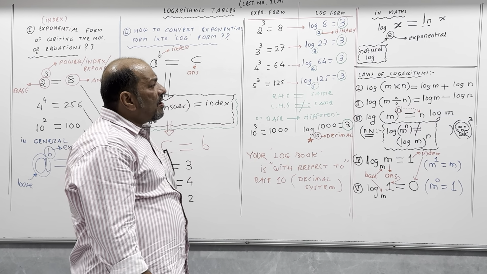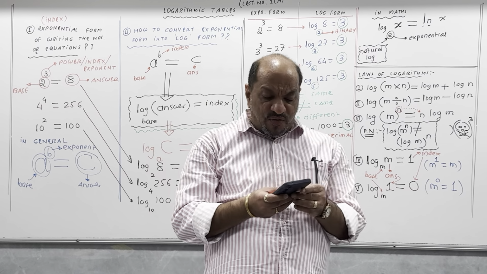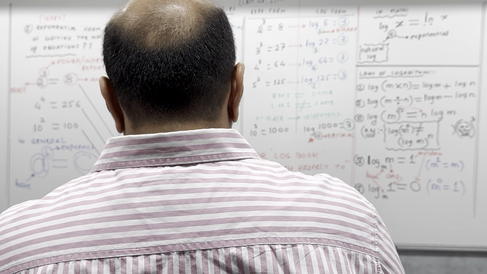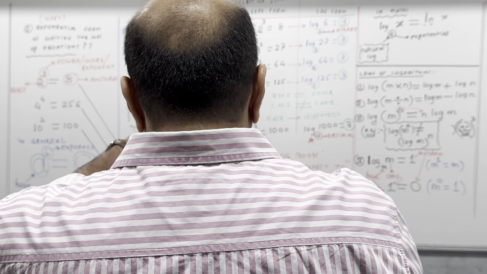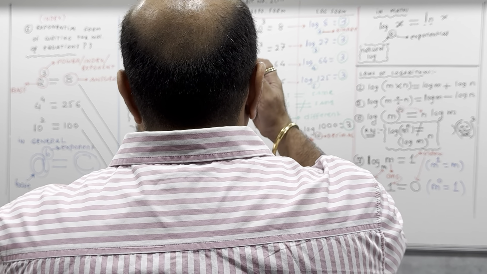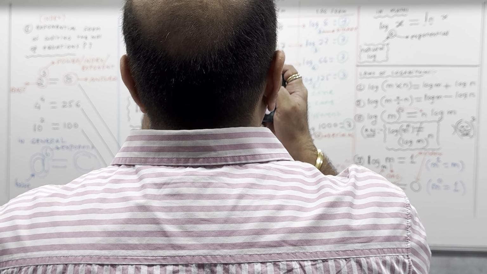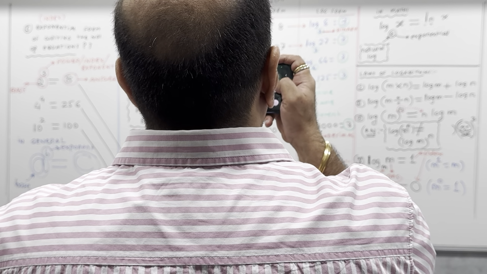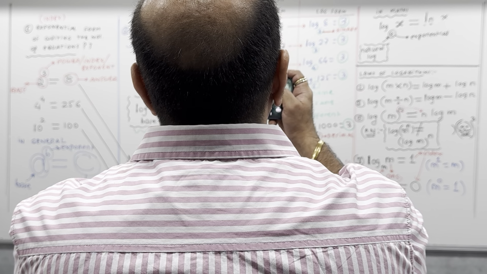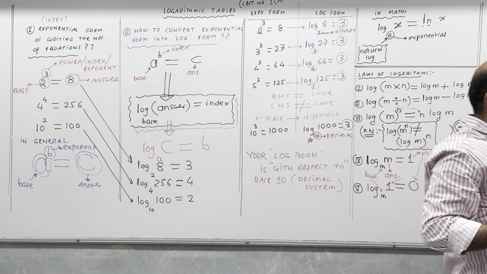And finally, the laws of logarithms. The first one is log of product is sum of logs. Next is log of division is subtraction of logs. Next is log of m raised to n is n log m. Next is log of m to the base m is 1. That is, log of any number to the same base is always 1. And finally, log of 1 to any base is always 0.